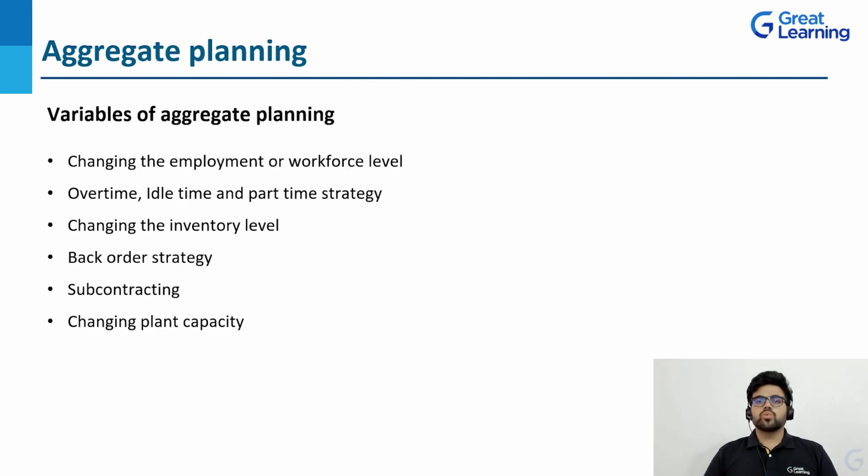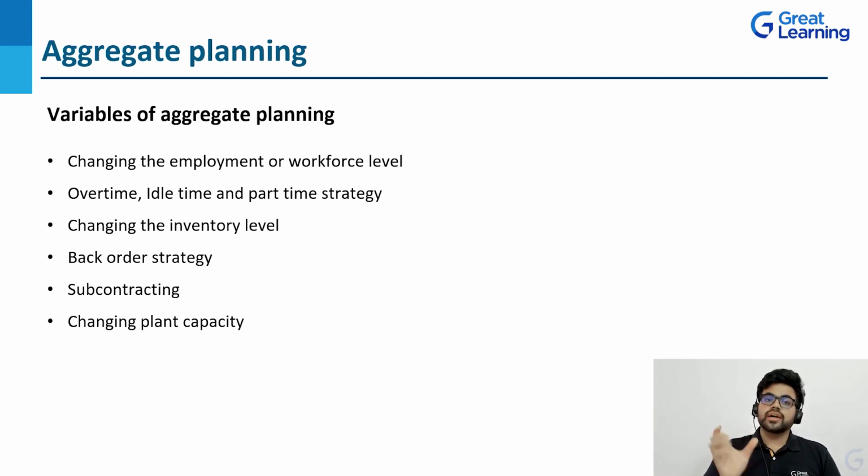So next, let's talk about the variables that are included in aggregate planning. The first component is changing the employment or workforce level. Now this strategy suggests that if the production rate is high or low, that does not matter.